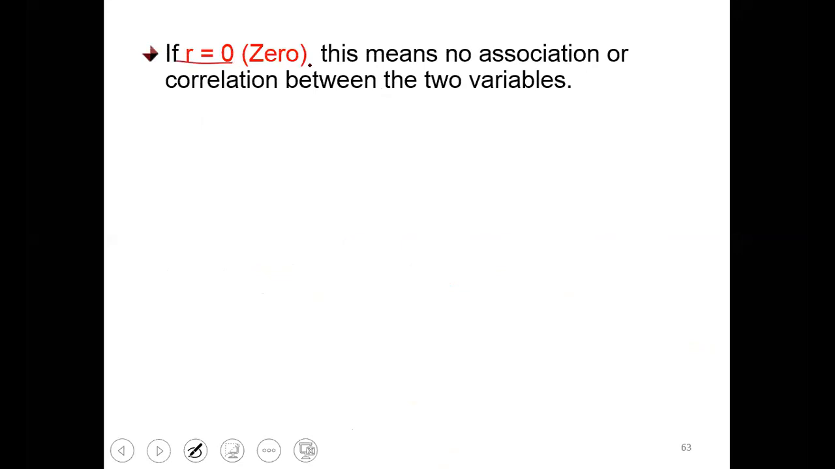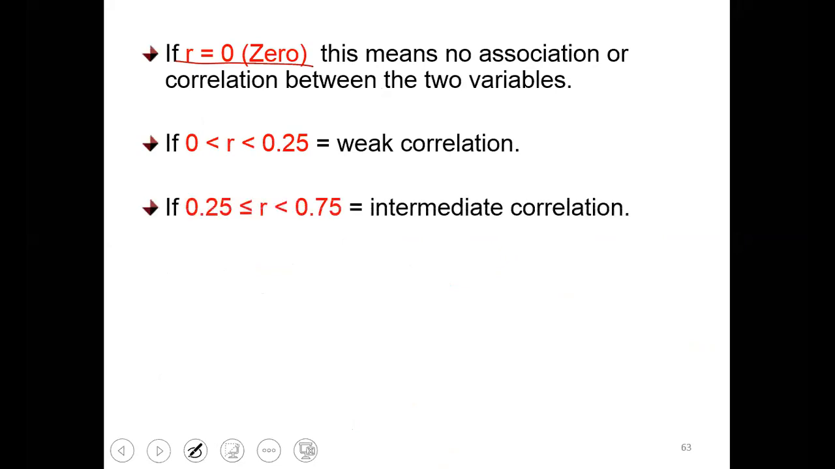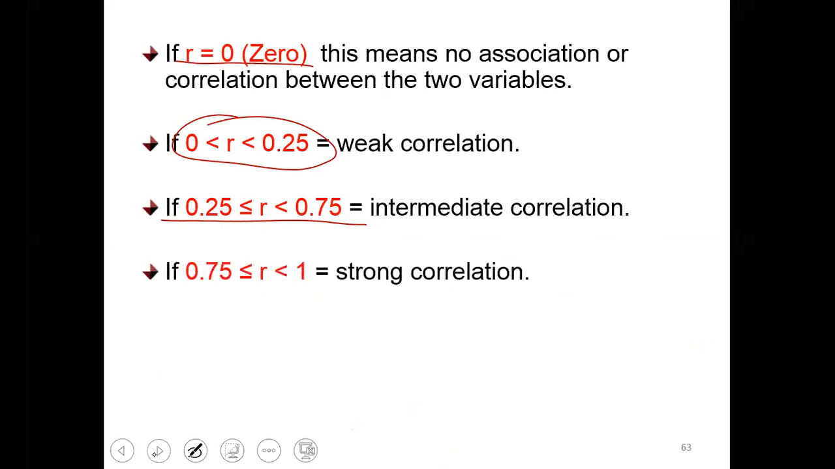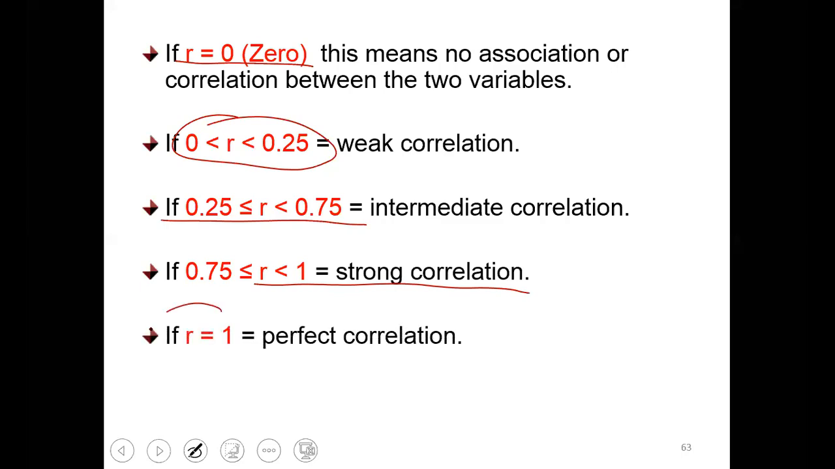If it is closer to 0, that means no relationship. If it is between 0 and 0.25, or even in the minus case, 0 and -0.25, it is called a weak correlation. We call it intermediate or moderate correlation in between, and anything above 0.75 or below -0.75 is called a strong relationship. If R is equal to 1, then we call it a perfect correlation.